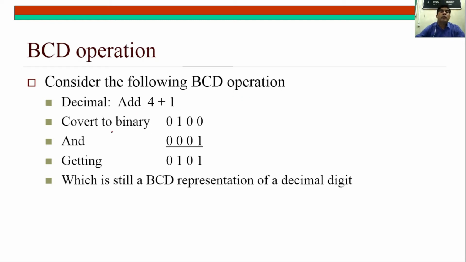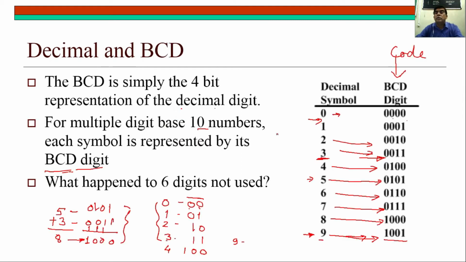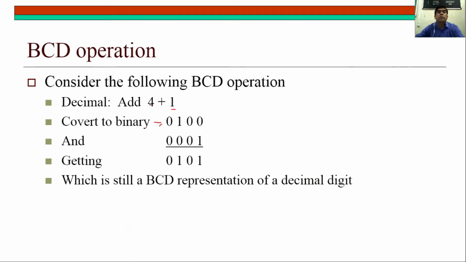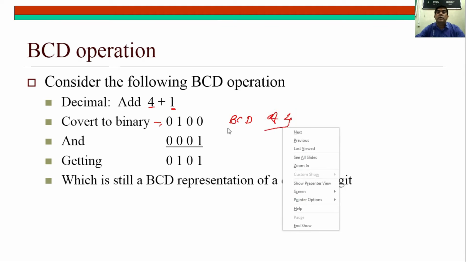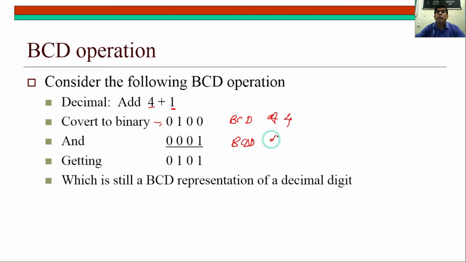4 plus 1. So convert 4 to binary. 4 is 0 1 0 0, and 1, as we have seen in the codes, is 0 0 0 1. So the decimal numbers are converted into BCD code. This is the BCD of 4, and this is the BCD of 1. So we add.